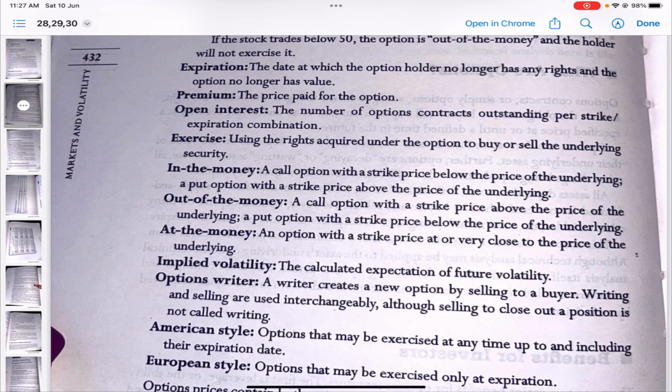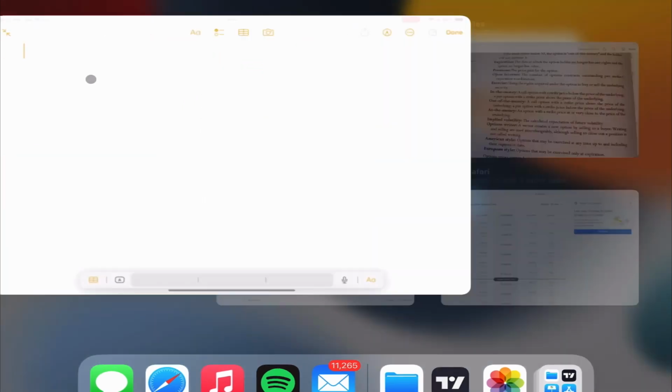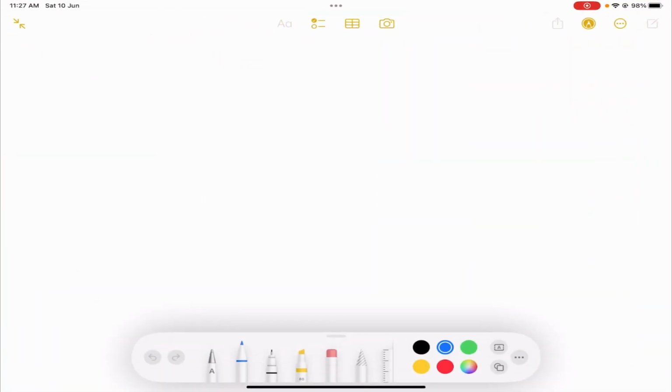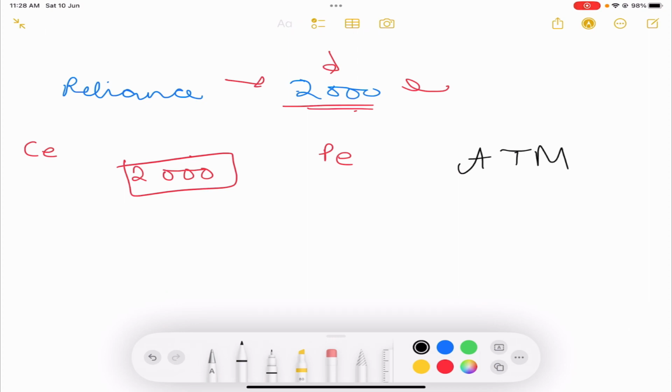In the money, out of the money and at the money. Let me explain what that is in simple language. Let us say currently Reliance is trading at 2000. Just an example. So my 2000 strike price, call and put, is currently at the spot price of Reliance. So this is my ATM, at the money.